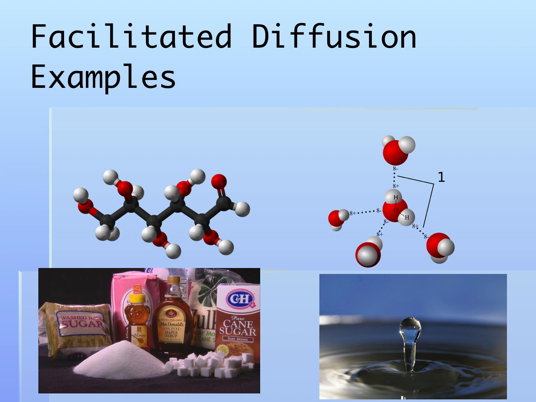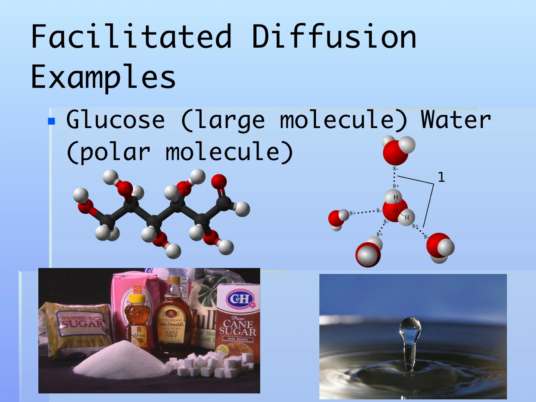So here are some examples of molecules that will need to move across the membrane through facilitated diffusion. They are glucose, if we're looking there on the left, and water there on the right. Glucose is too large to just go across the membrane, and water is too polar. We're going to talk more about the diffusion of water in just a couple of slides.